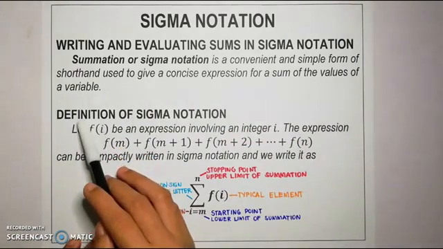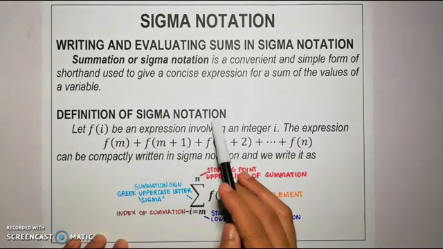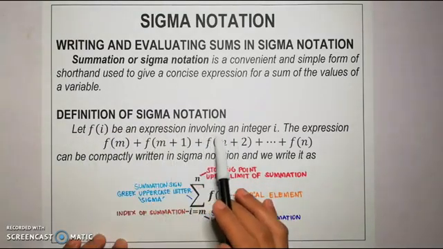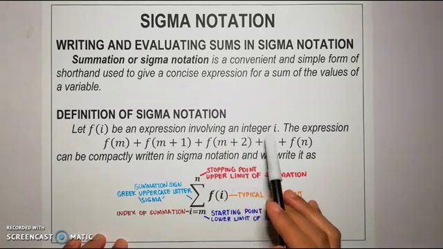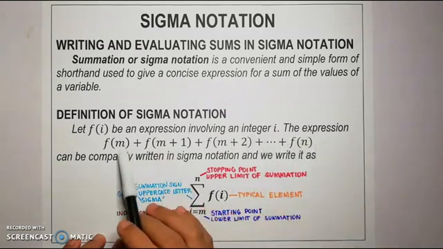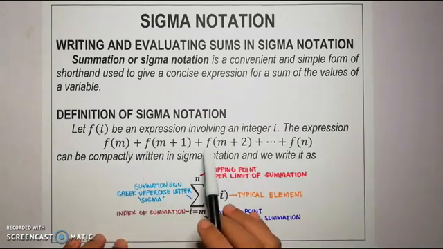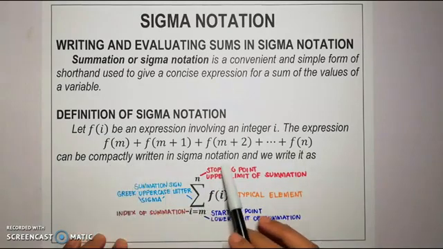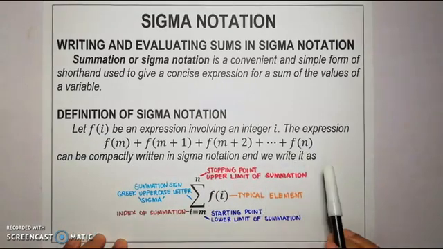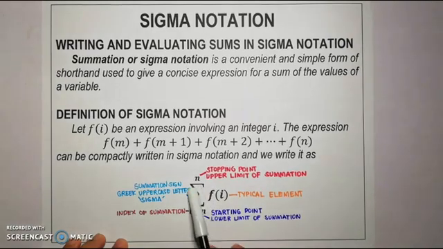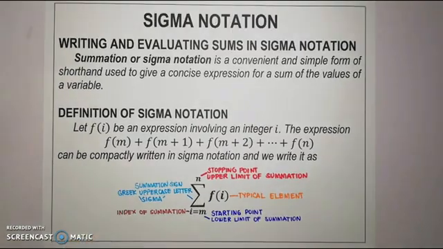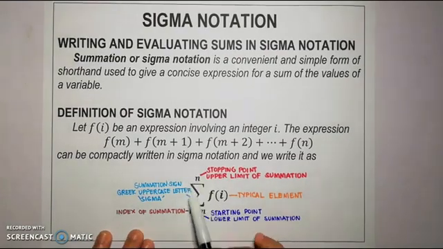At this moment, we'll need to define what sigma notation is. We will let f of i be an expression involving an integer i. And the expression is expanded in this form of series, f of m plus f of m plus 1 plus f of m plus 2 until f of n, which can be compactly written in sigma notation, and we write it as the summation of f of i from i equals m to n. And we will discuss its parts.